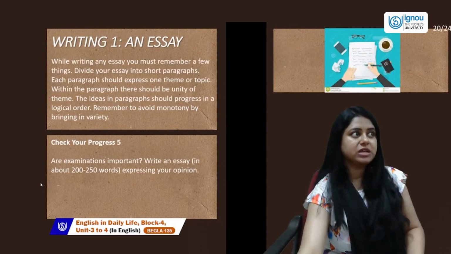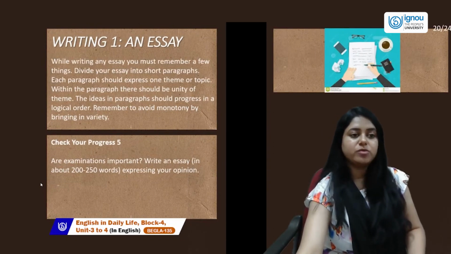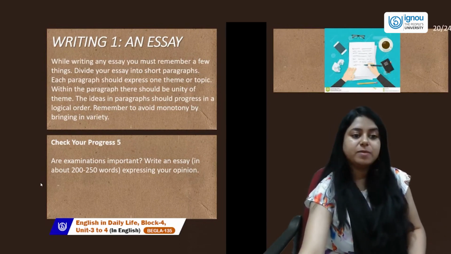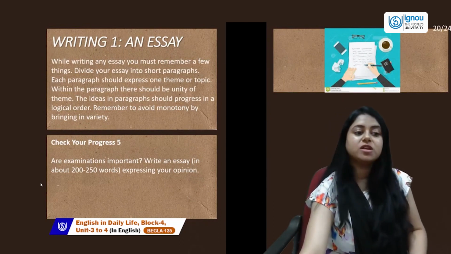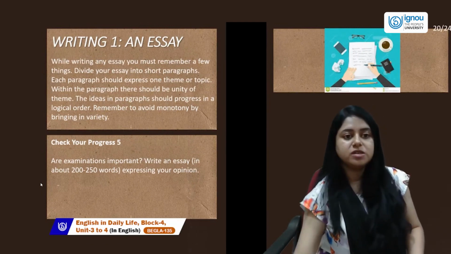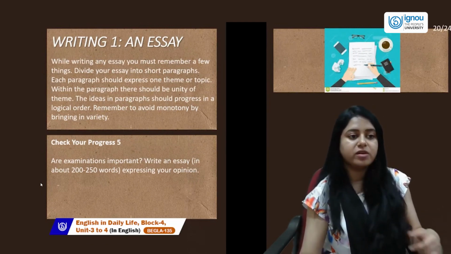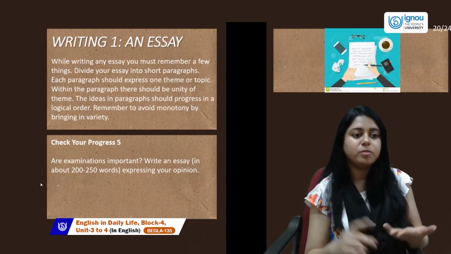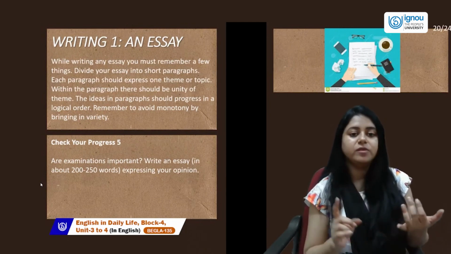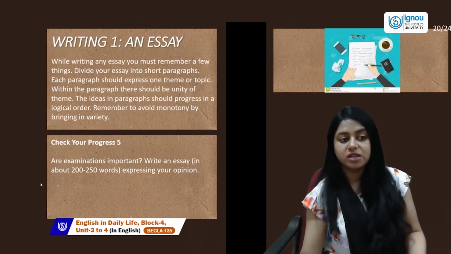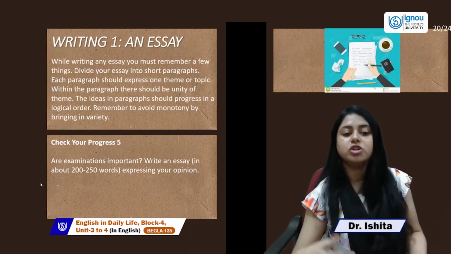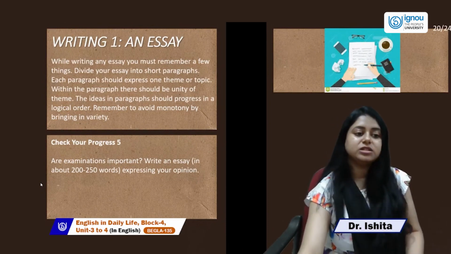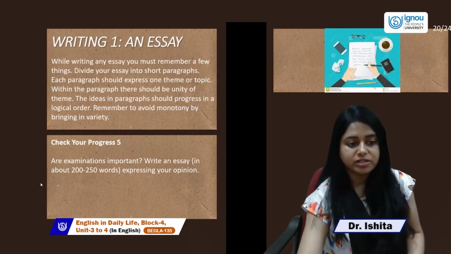Now, writing an essay. While writing an essay, you must remember a few things. Divide your essay into short paragraphs. Each paragraph should express one theme or topic. Within the paragraph, there should be unity of theme. The ideas in a paragraph should progress in a logical order. So the keywords here are: divide into short paragraphs, express one theme or topic, unity of theme, logical progression of ideas, and avoid monotony, bring in variety.